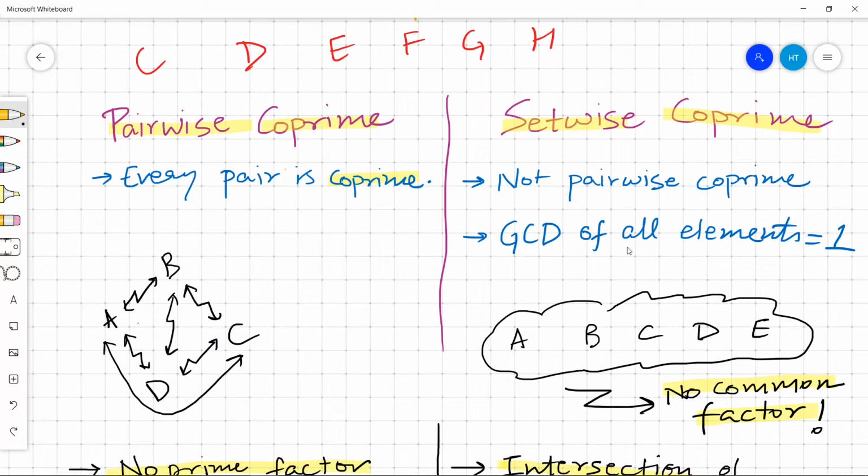So what does setwise coprime mean? Setwise coprime means all the elements of the array should not have any common factor. That is, if we find the greatest common divisor of all the elements, it should be 1. So there should be no common factor in all the elements. If the array is A, B, C, D, E, their common factor should be 1.